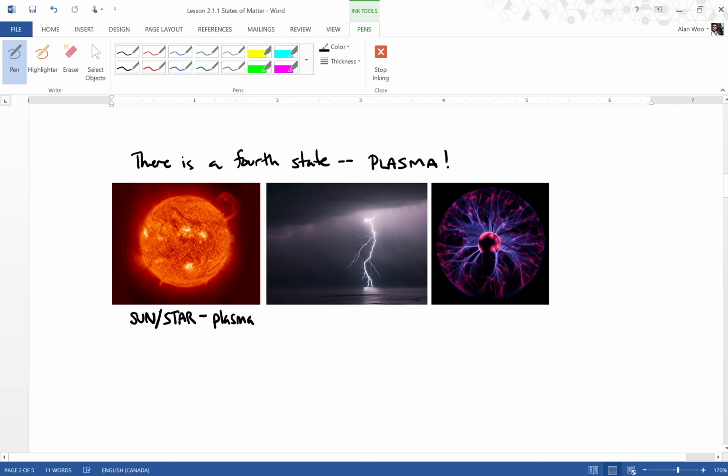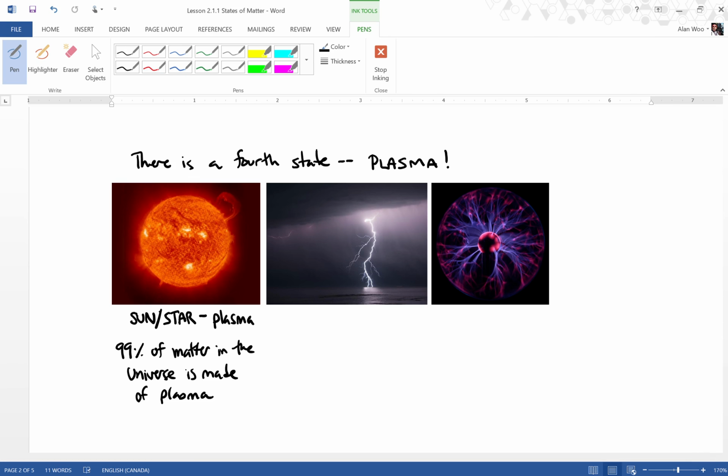Plasma is the most abundant state, okay, in the entire universe. Okay, 99% of the universe is actually in the form of plasma. So 99% of matter in the universe is made of plasma, or it's in that state. Okay.